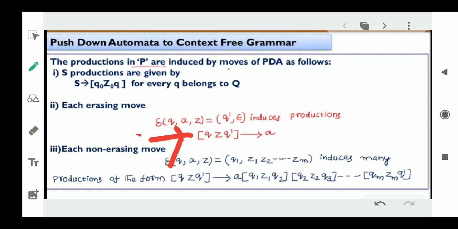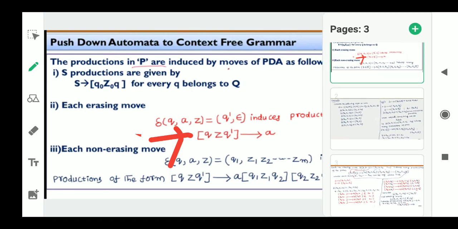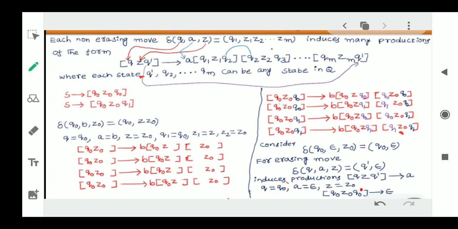Q into Z into Q dash implies small a. We have to take the production form Q into Z into Q dash implies small a. So similarly, we have taken this only. See here, we have taken the production. The given production is this one. Q delta of Q0 into epsilon comma Z0 equal to Q0 into epsilon. We are assuming that in the production form of Q into Z into Q dash implies A, we will assume what is Q, what is Z, what is Q dash, and what is A, like that.